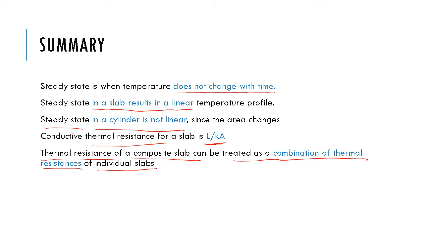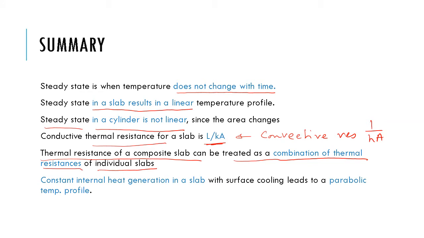Now we also saw that this idea can be extended to cylindrical layers, or composite cylinders or composite spheres. And like we have conductive thermal resistance, convective resistance is 1 over hA, and constant heat generation in a slab with surface cooling leads to a parabolic temperature profile.